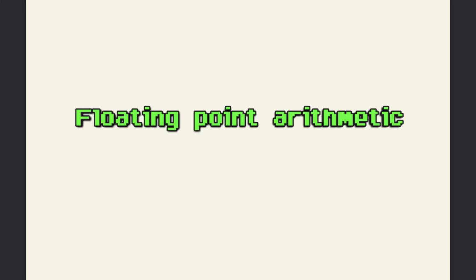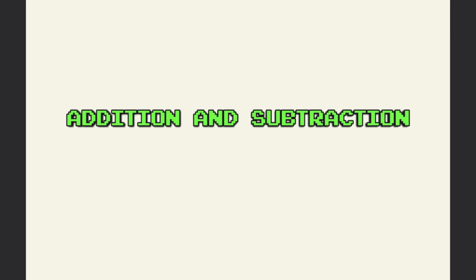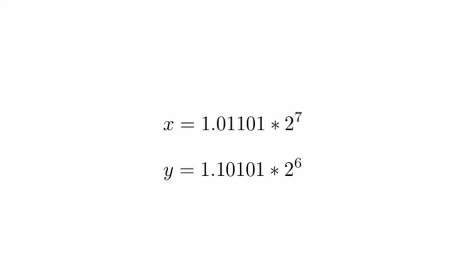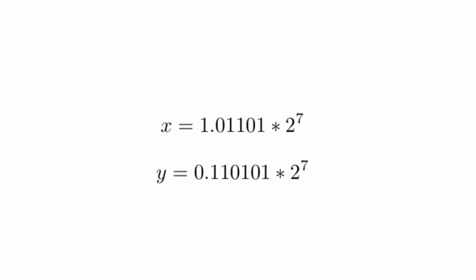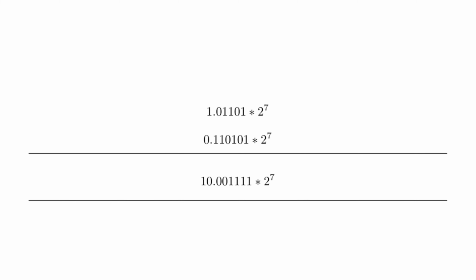Now that we know how floating point numbers work, let's move on to floating point arithmetic. Floating point addition and subtraction. In addition and subtraction, the radix point is first shifted in one of the operands such that both operands have the same exponent. Then, addition or subtraction takes place. Finally, the result is normalized.